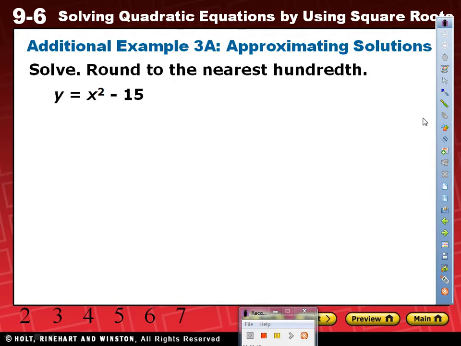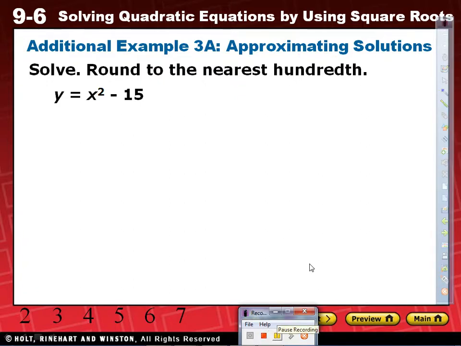Copy this one down. Y equals x squared minus 15. All right, pens down, eyes up here.